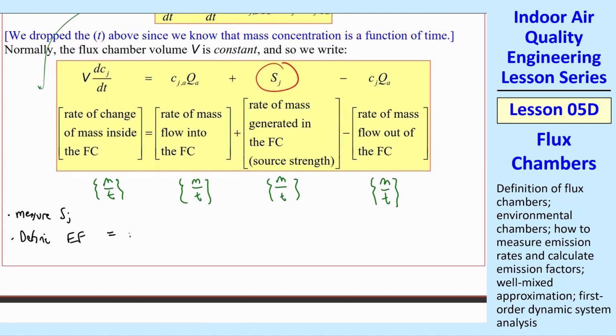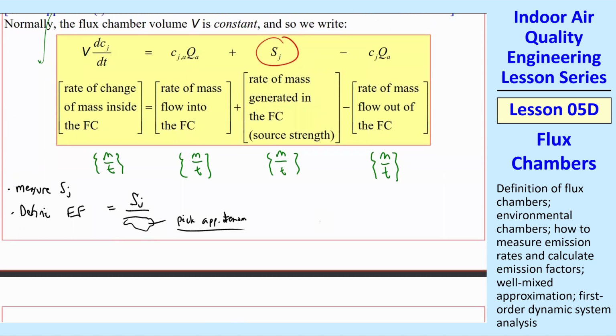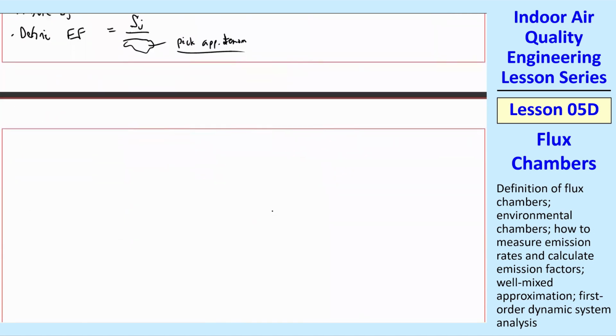And so the emission factor is generally S_J over some appropriate denominator. And so we need to pick what's the most appropriate denominator here to make this EF. So that's exactly what we're going to do in these kinds of problems. Now, first of all, we need to solve this equation. So how do we do that?